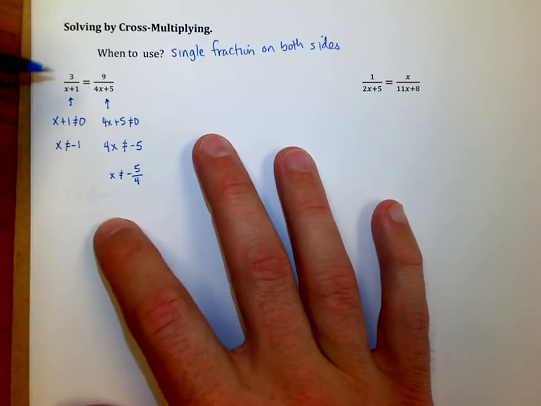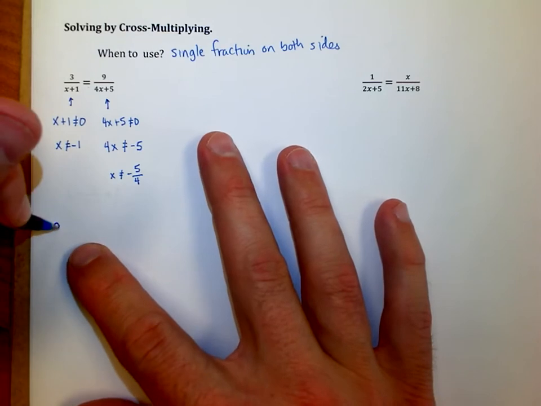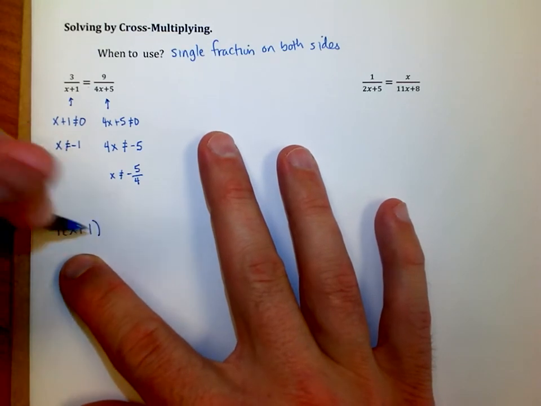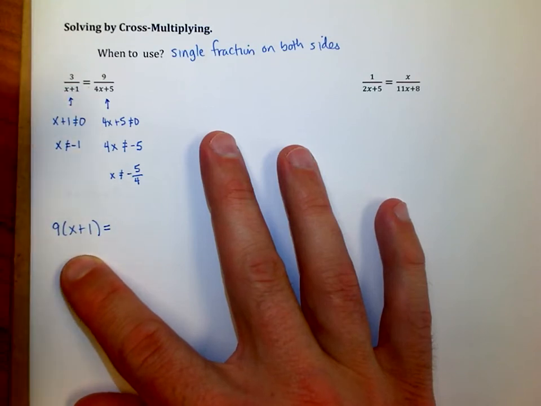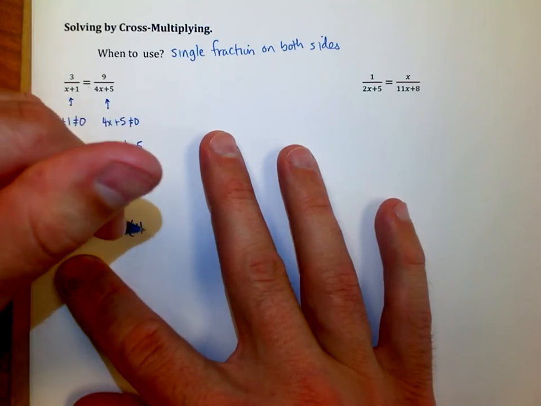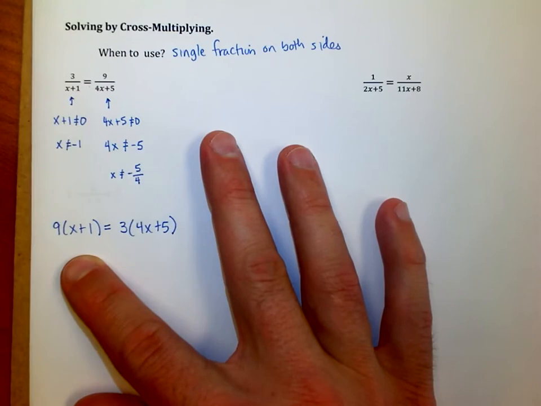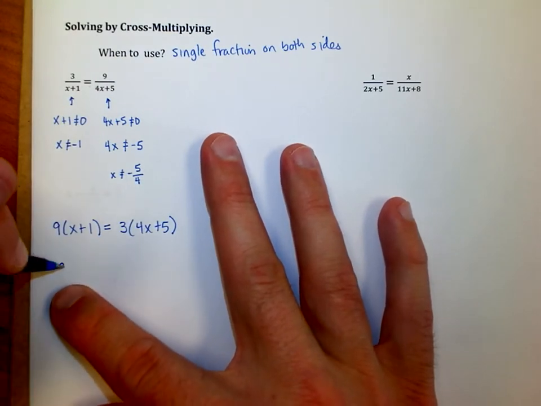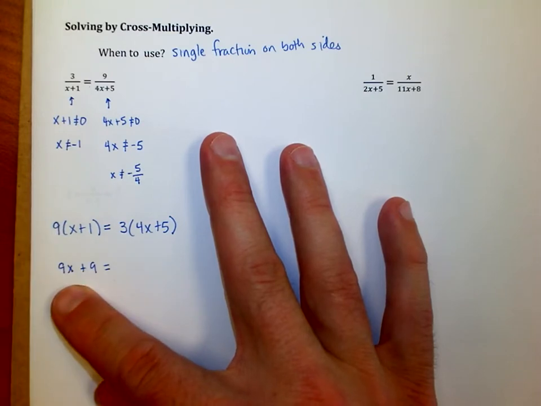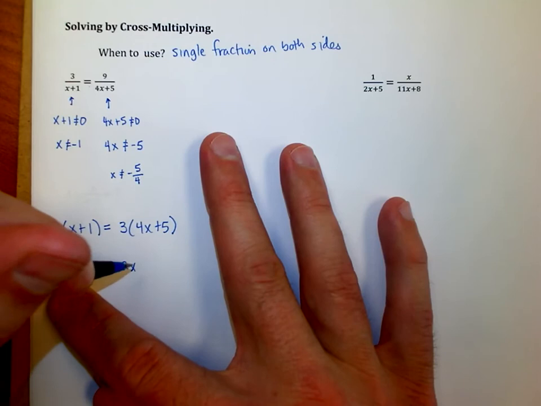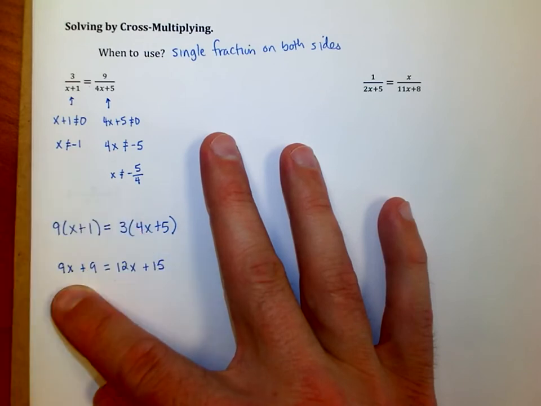Okay, so here's what I'm going to do. Ready? Bottom left times top right, x plus 1 times 9. So I'm going to write it like this, 9 times x plus 1. And the other side is going to be 3 times 4x plus 5. Now I just need to do some distributive property and solve for x. So this left side would be 9x plus 9. The right-hand side would be 12x plus 15.